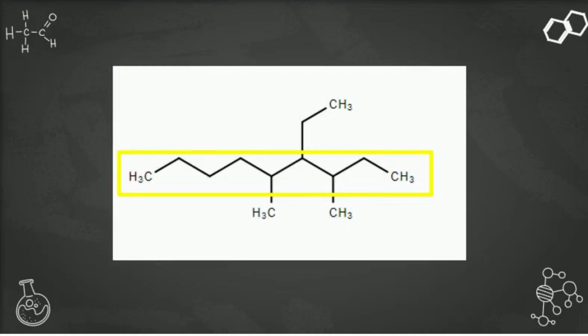We have in here, the parent chain again is the longest, so we have to count the number of carbons. So we have 1, 2, 3, 4, 5, 6, 7, 8, 9. There are 9 carbons present. And also we have to identify the number of bonds, so it has single bond.